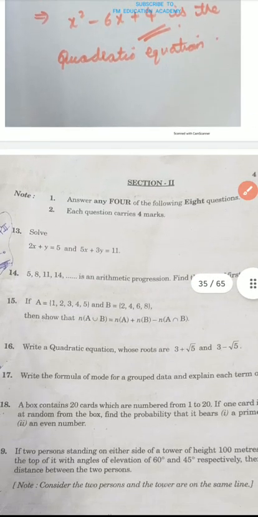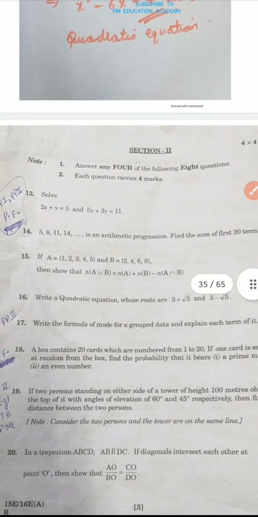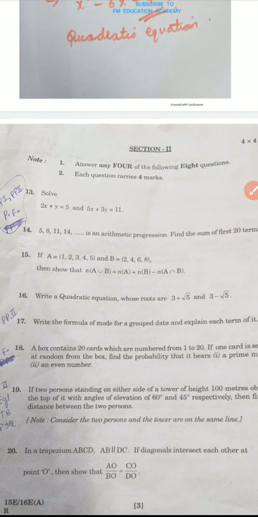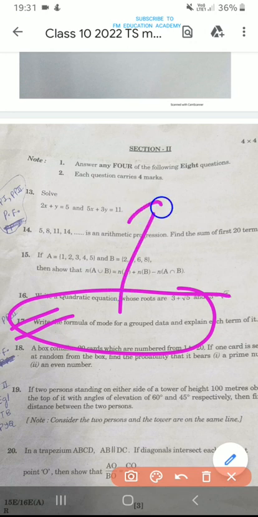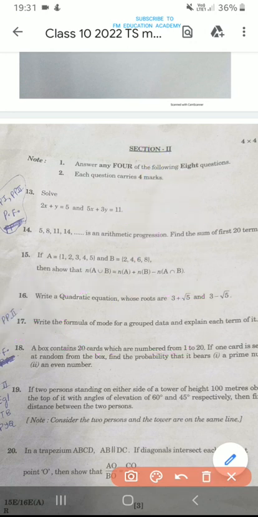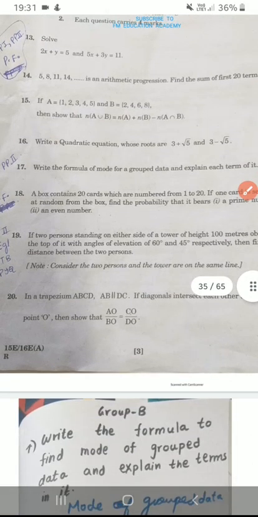Next question is question number 17. Write the formula of mode of grouped data and explain each term in it. See, I told when I uploaded the formulas that at least one question will come from the formulas. So in so many questions formulas are used, but here the question came directly, in which you will get 4 marks if you write this. So the formula of mode also came in practice paper 2 as an exact question. Again it came in this board exam.